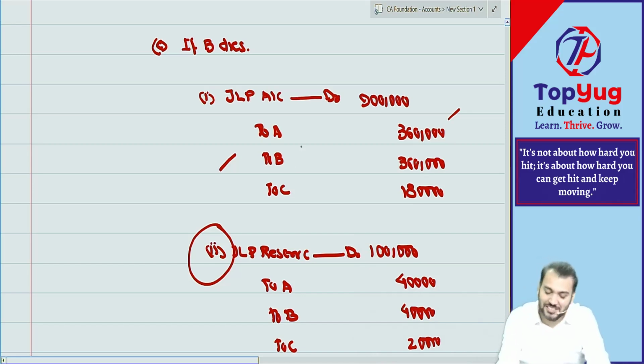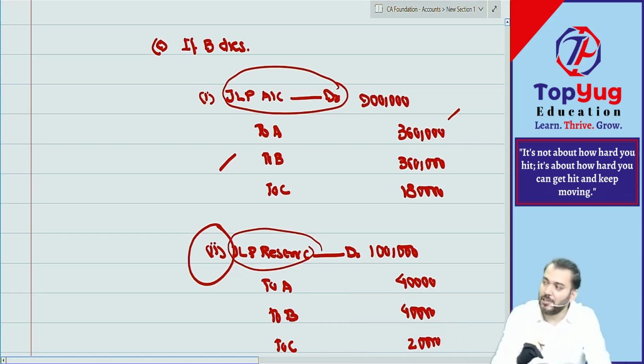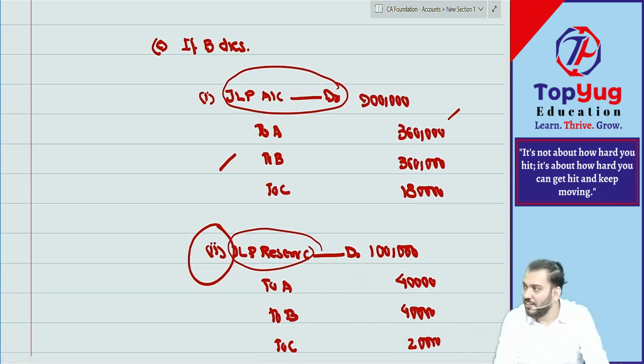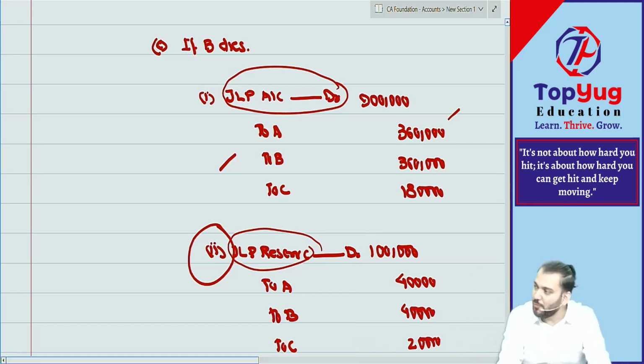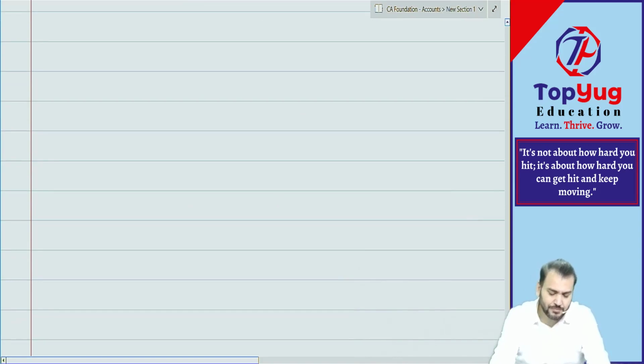This JLP is an asset. This is reserve. Reserve is coming on the liability side of the balance sheet. If you debit it, it is decreasing now. When you are distributing reserve, reserve is decreasing. Asset is increasing. Debit means increasing. This is reserve. Reserve means profit. Profit will be debited when? When decrease. You are decreasing it, not increasing it. Okay, fine.